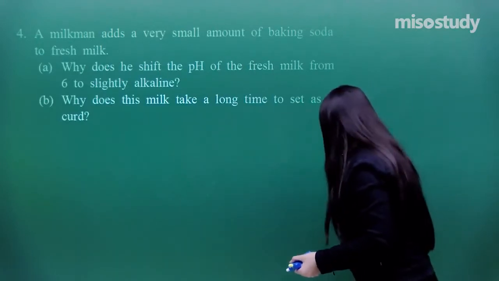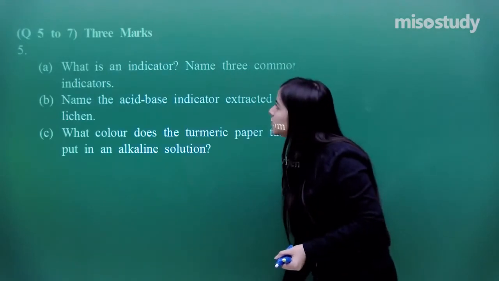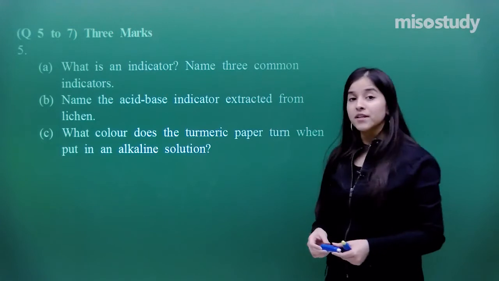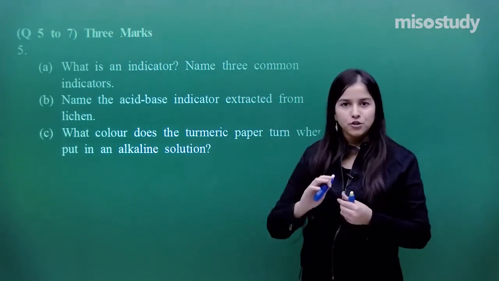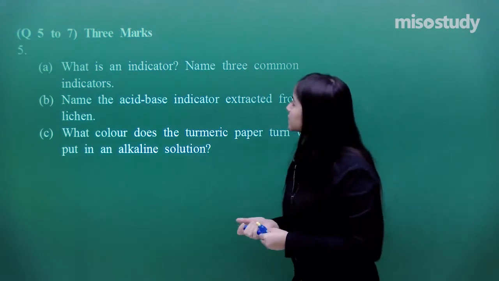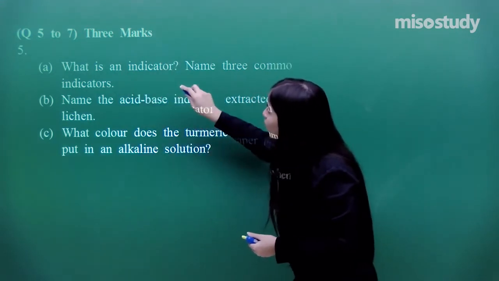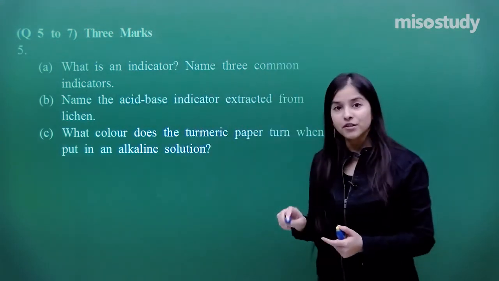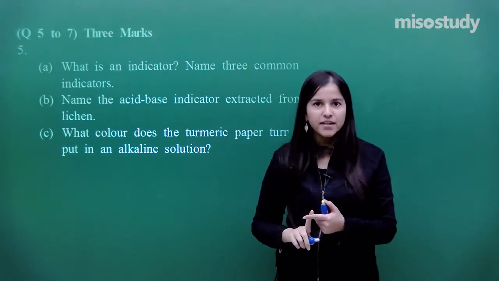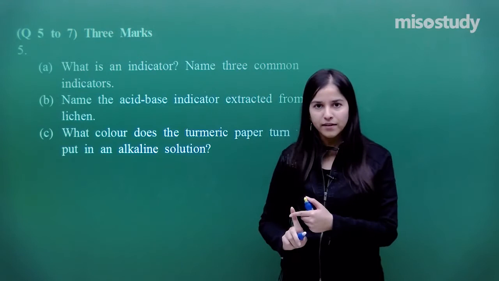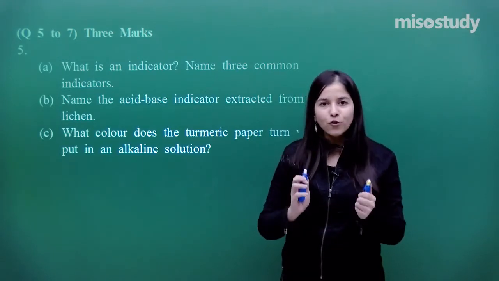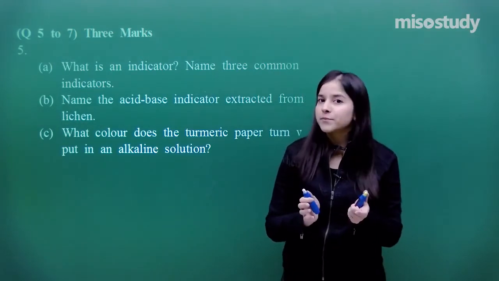Now moving on to question number 5. Questions 5 to 7 are 3-mark questions. You have to be very careful while answering how much to write. You should be knowing that. Now, 3-mark question: what is an indicator? An indicator gives us an idea whether something is a base or an acid. Or maybe it can also tell us the pH of a salt.